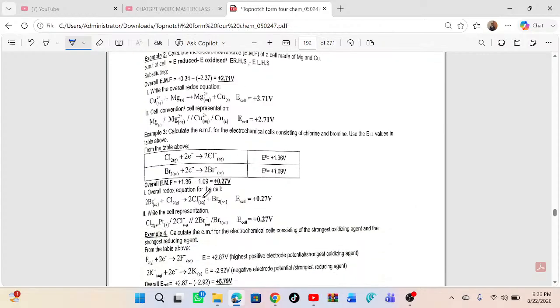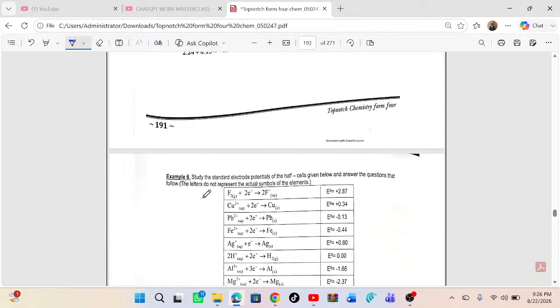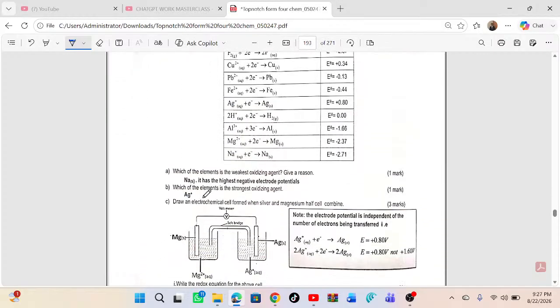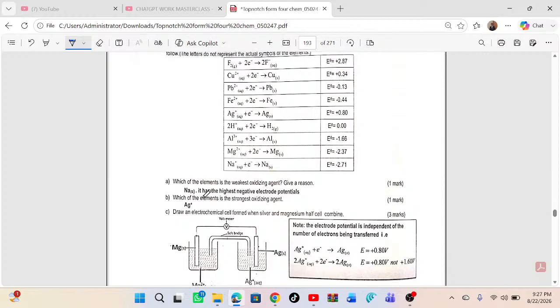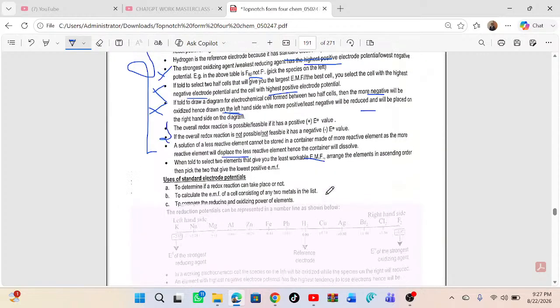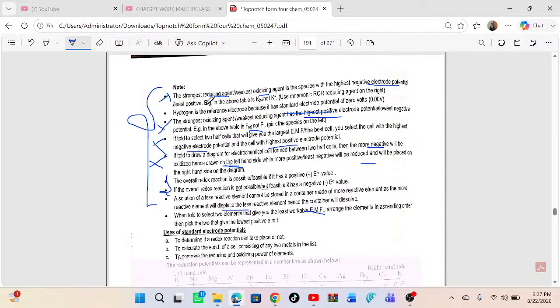Hii ni overall reaction. Yeah, I think tunaweza fanya hii swali. Which one of the elements is the weakest oxidizing agent? Give a reason. Weakest oxidizing agent tulisema aje? Turudi hapa. Tulisema strongest reducing agent ndo tunasema weakest oxidizing agent.